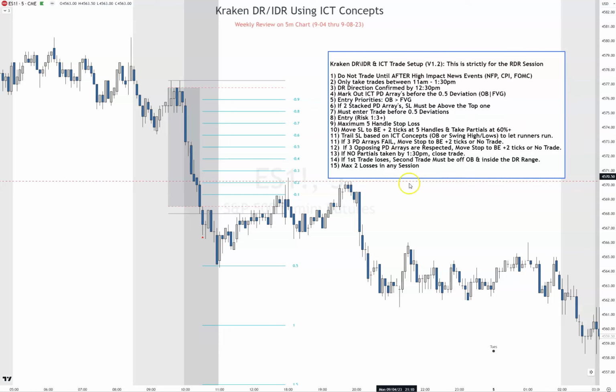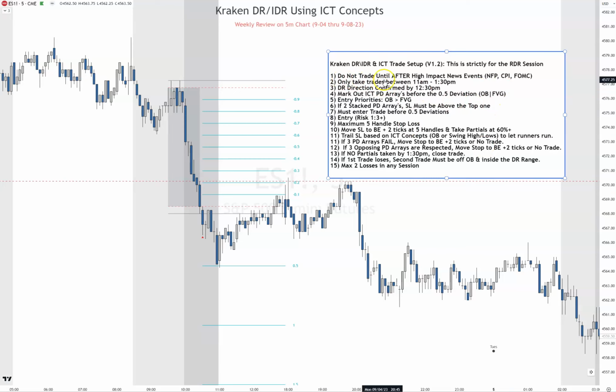But these are the current DR IDR rules, and next, I think in a week, we're doing a backtest session as a group to try and improve the numbers and see what we can see, and have several people backtesting to improve this model. So here's the current model.